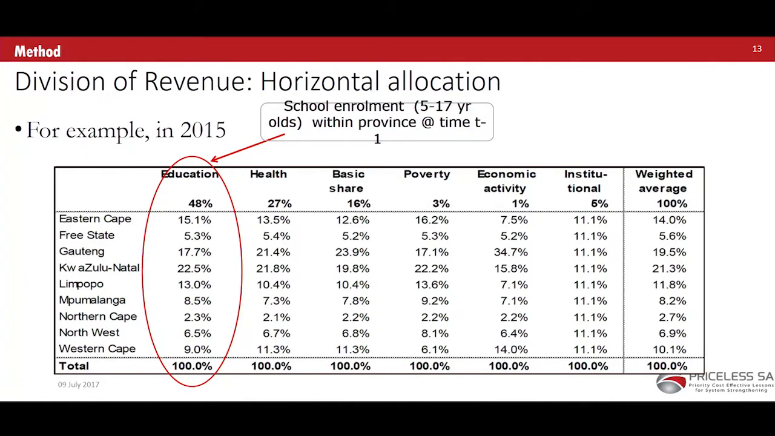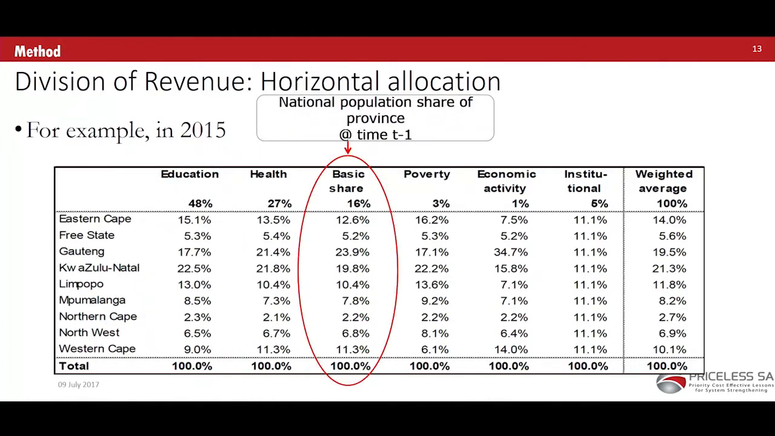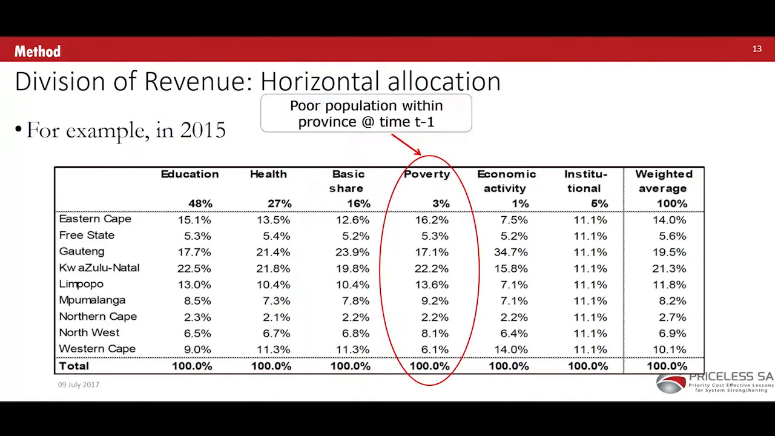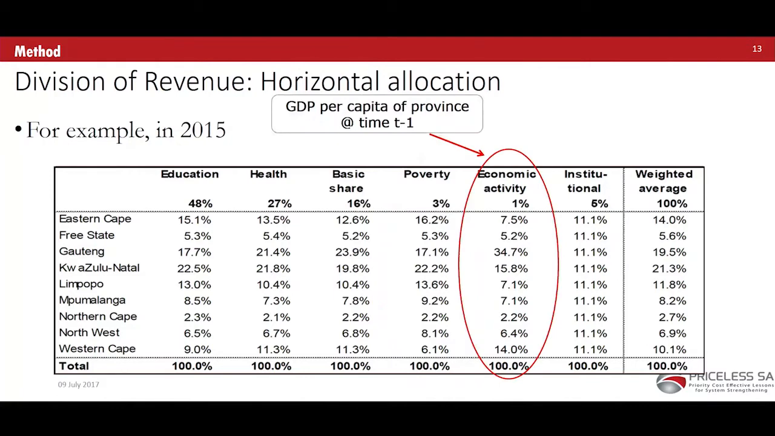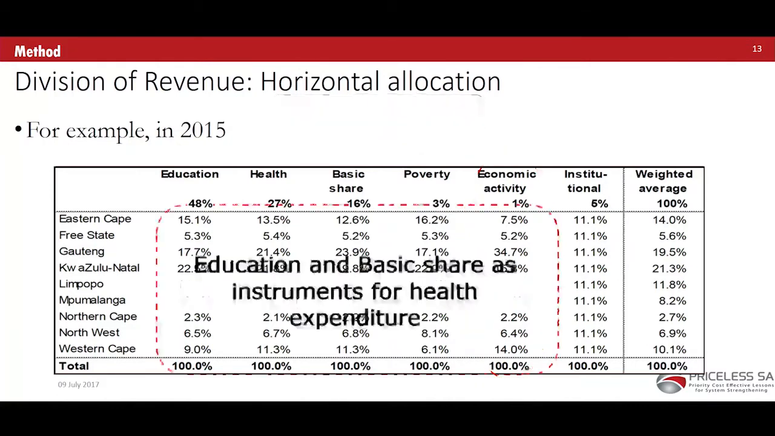The education component is divided across all provinces based on the school enrollment of 15 to 17-year-olds within the provinces. So again, KwaZulu-Natal and Gauteng get the highest proportion here. The basic share is dependent on the population share within the province, and poverty on the proportion of poor population within each province, and economic activity is dependent on the GDP per capita.